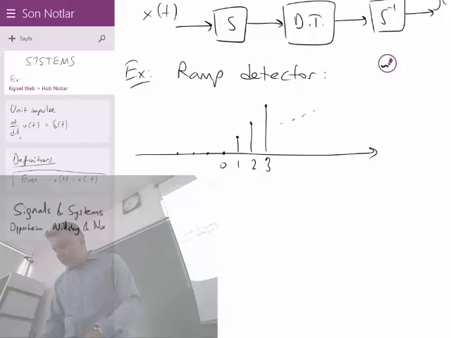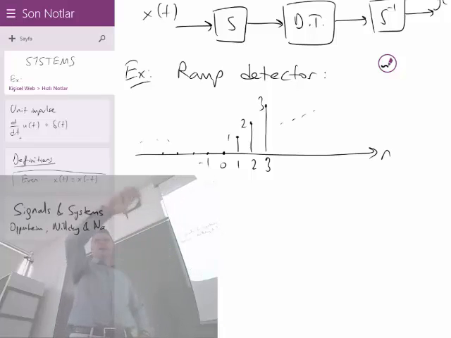Suppose this is your input. What kind of an input is that? The input was all zeros from minus infinity to 0. And starting from 0 and proceeding with 1, it started to increase to 1, 2, 3, 4, etc. It's growing. So this is what I call a ramp. And I want to detect the starting point of this ramp using a system.